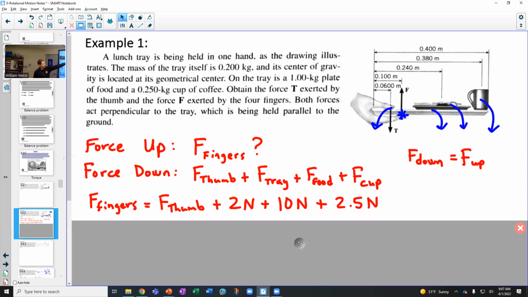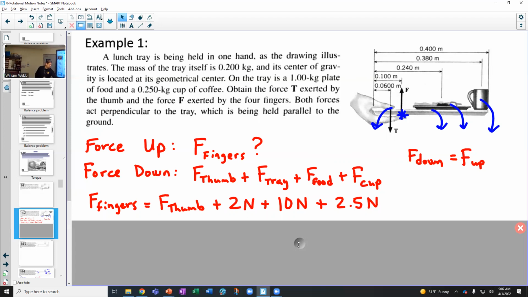Yeah, that's the tray. 0.2 kilograms. I'm just using 10 to make the math easier. So 10 times 0.2 gives me a 2 Newton weight for the tray. And then 10 newtons is the plate of food. And then 2.5 newtons, cup of coffee. Since they told us the mass for each one, we just multiply it by g and just use 10 to make it easier. And we got the weight of the tray, weight of the food, weight of the coffee.